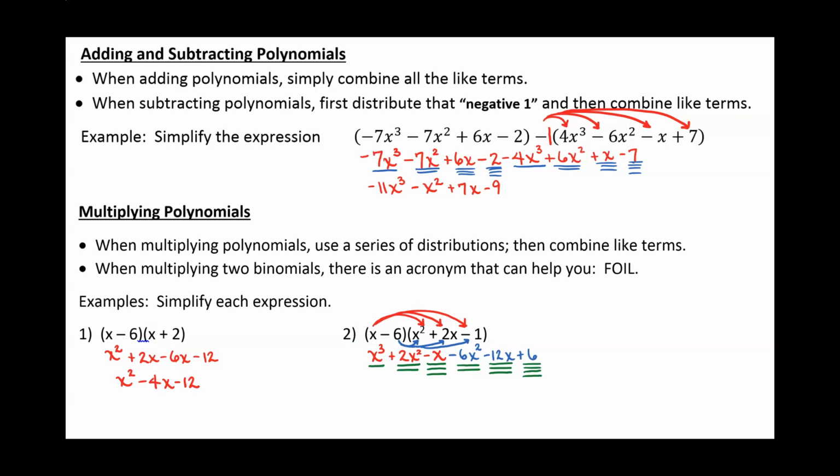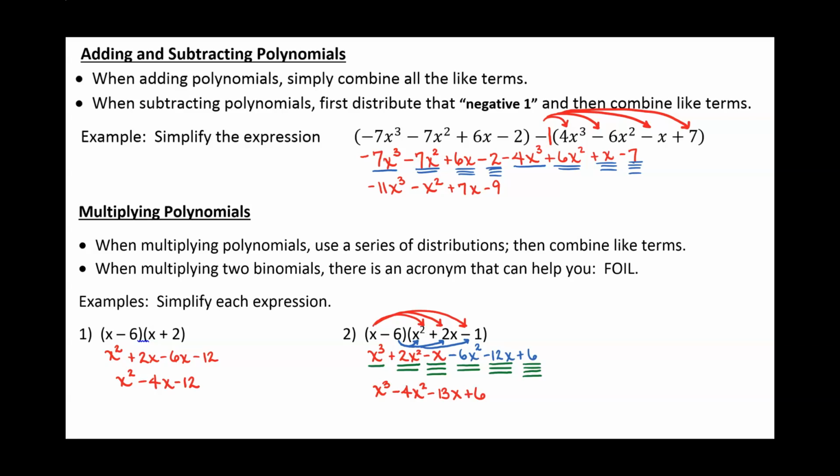So if we combine our like terms, if we put the positive 2x squared and the negative 6x squared together, we're going to get negative 4x squared. Negative x and negative 12x would be negative 13x, and then our constant. So that's how we can multiply a binomial times a trinomial.